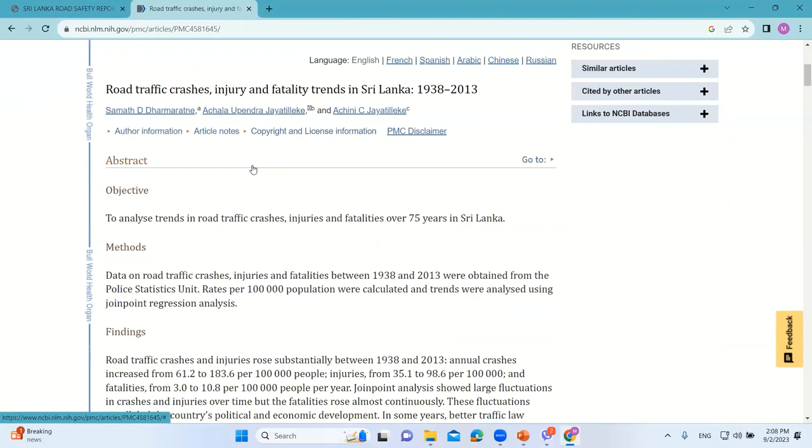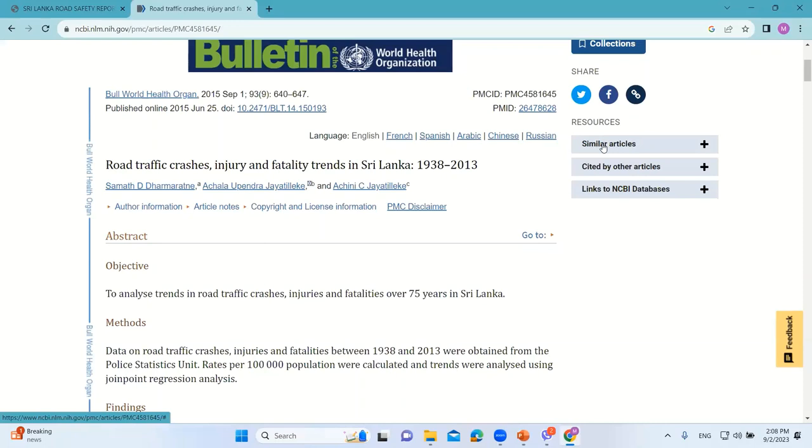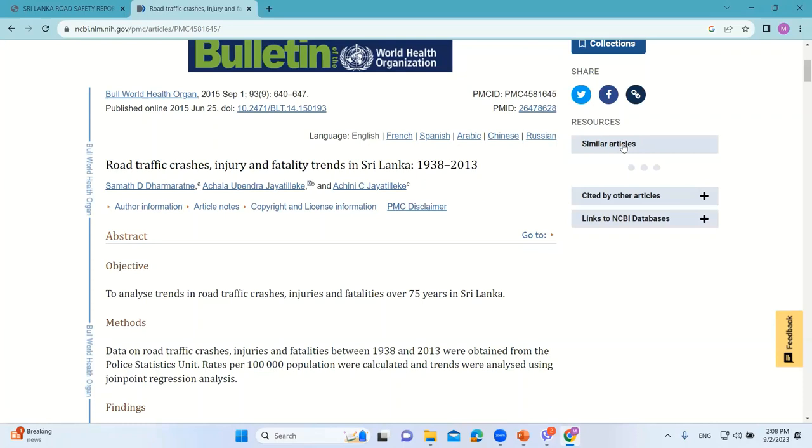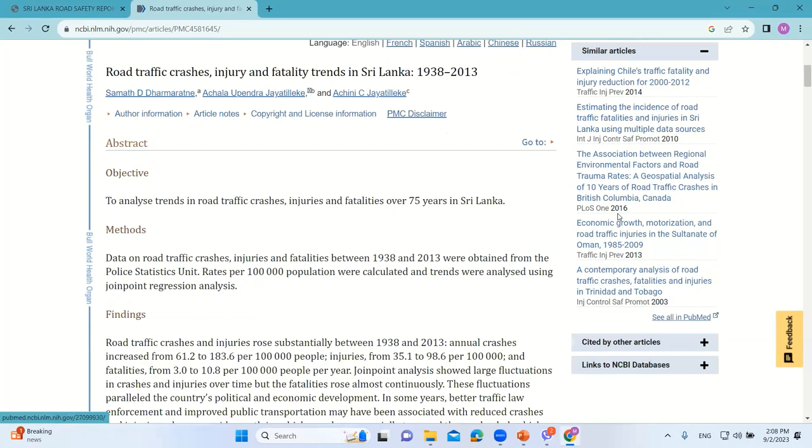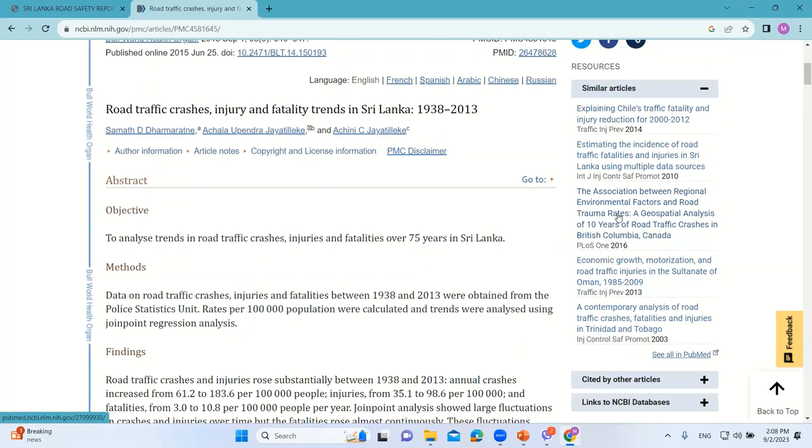And there are, as I said, similar articles, there is a link. So when you take one article, you can do similar articles and then you will start getting. And then this from NCBI or PubMed database. And this is what I said, then you get all these articles. And you can slowly collect your articles, and from each article, you can go to the next article.